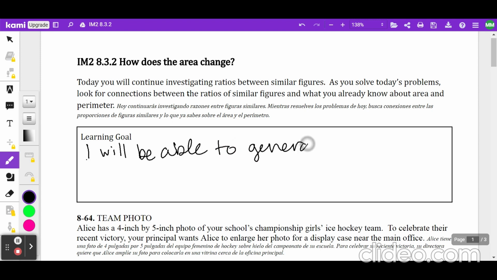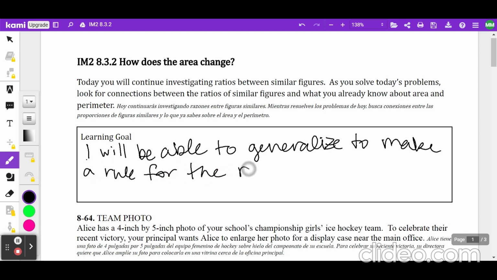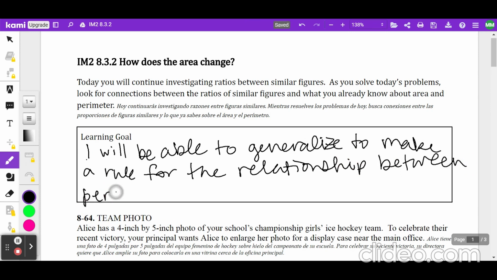generalize, to make a rule for the relationship between perimeters and areas of similar figures.